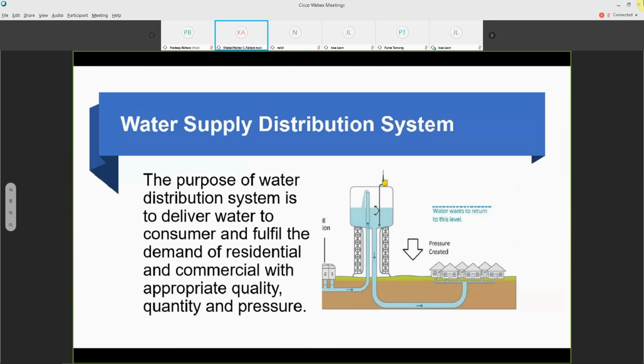Water supply distribution. The water supply distribution system involves supplying water into the subdivision to meet the demand and to make sure the pressure head meets the water demand.